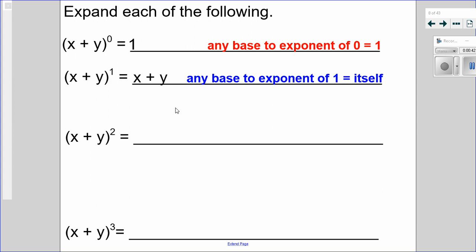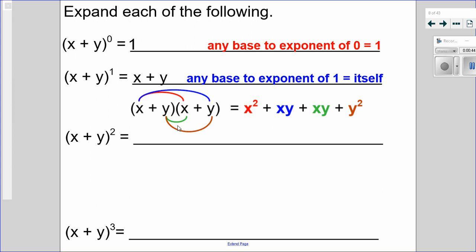X plus y squared. Well, to do this, I want to write it out 2 times and use the distributive property. So you can see I've color coordinated it so you can see how I come up with each part. And then I just have to combine my middle terms here, and I get x squared plus 2xy plus y squared. Let's look at x plus y cubed.